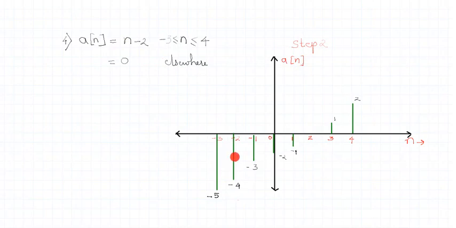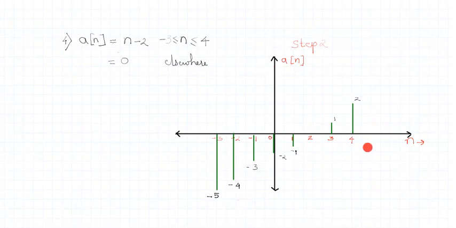So, when such an equation appears, need not get confused. You just put the values of n, calculate the magnitude, and plot those magnitudes for those time instants. So, at -1, it becomes -3. At 0, it becomes -2, and so on. Right? So, I hope you are able to sketch the signal. Note down the equation and sketch it properly.